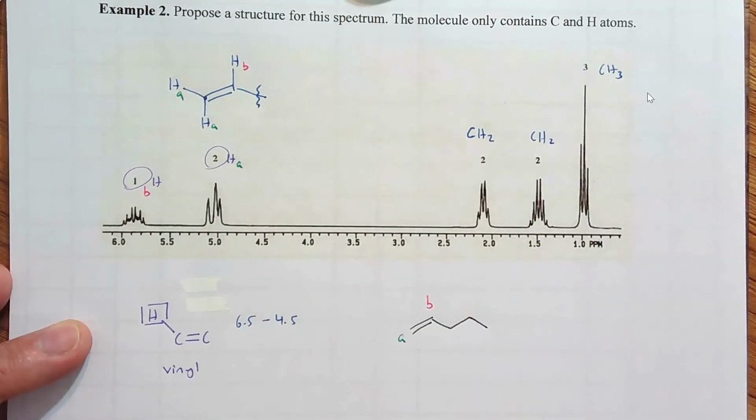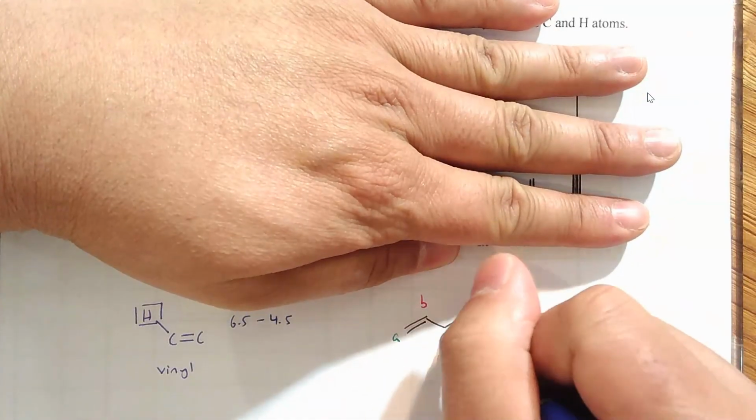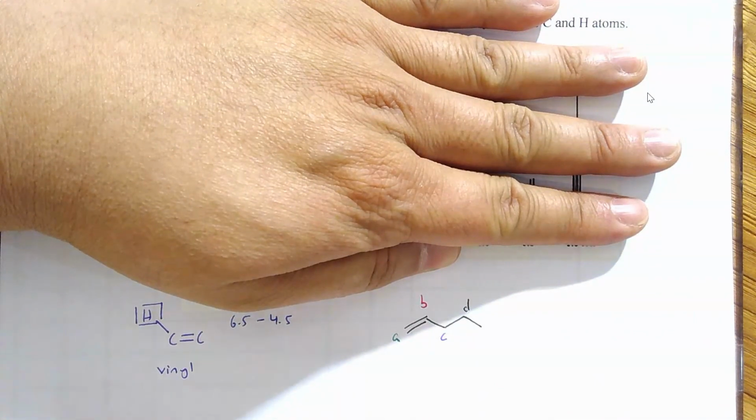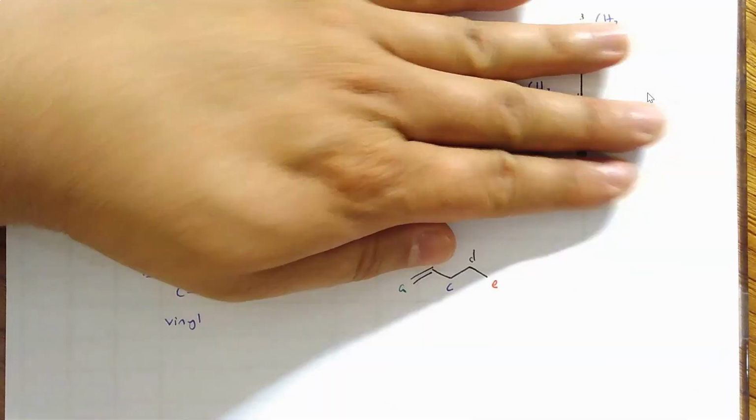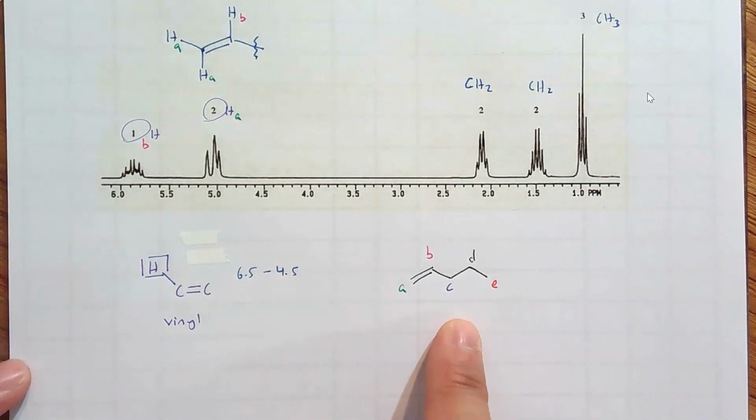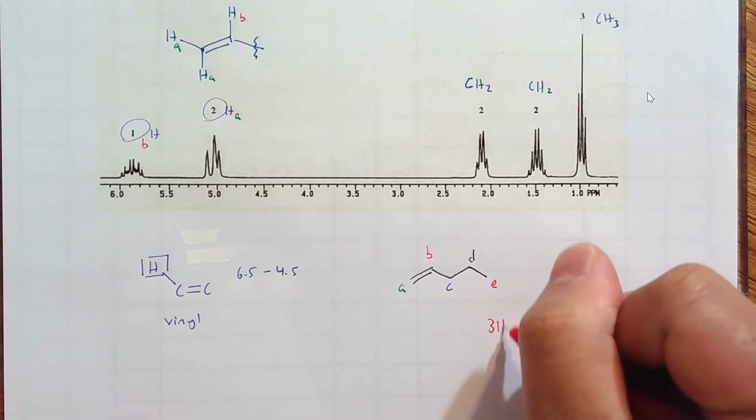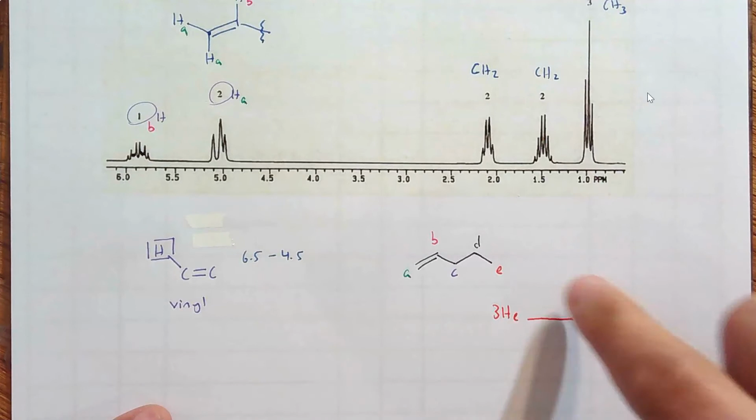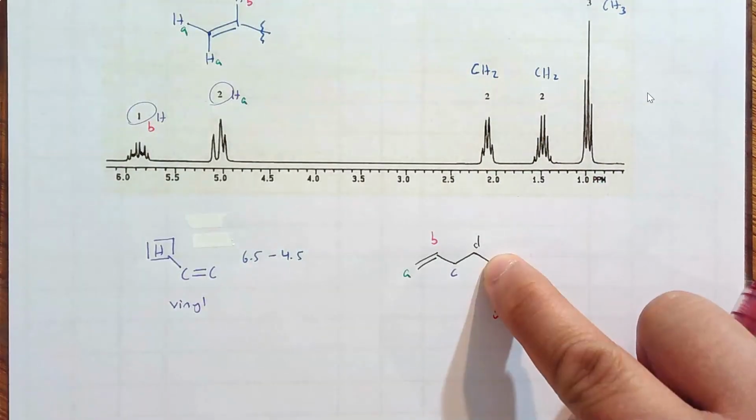Okay. Let's call this, forget about the spectrum, C, D, and E. Okay? Again, forget about the spectrum. You made a guess. Does your guess make sense? E. I have 3HE. Can you tell me the splitting on that? Point to the house of E. Who lives next door? 2 hydrogens. Triplet.